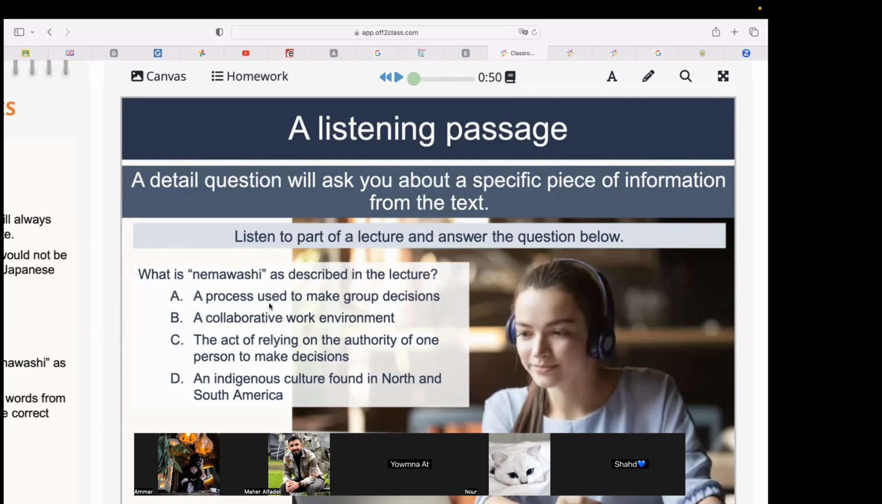Now we have to answer, correct? So what is the correct answer? I think B. It's A. I say B. A. The process used to make group decisions, a collaborative work environment, the act of relying on the authority of one person to make decisions, an indigenous culture found in North and South America.